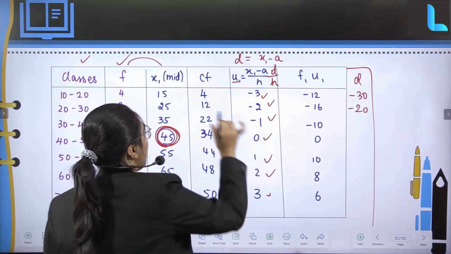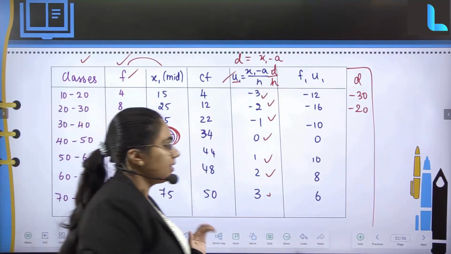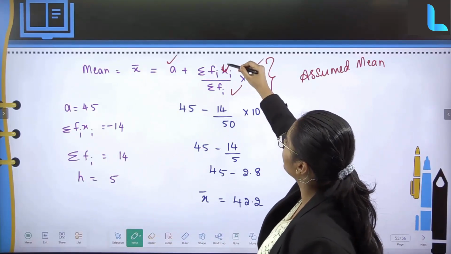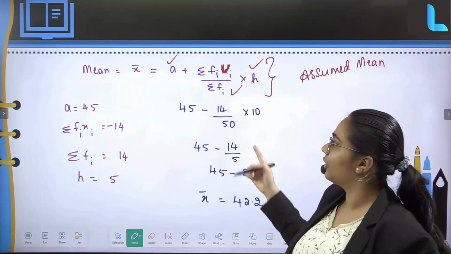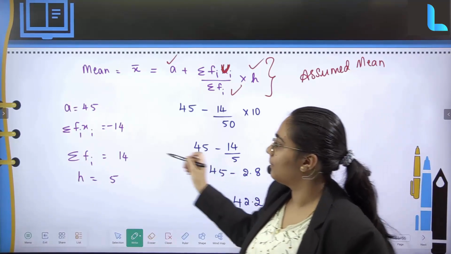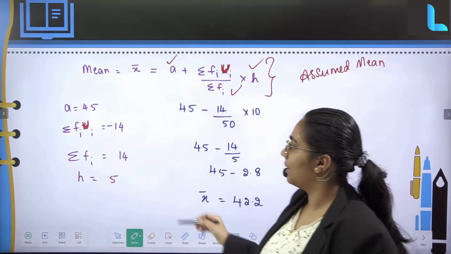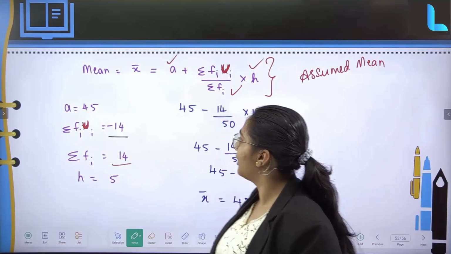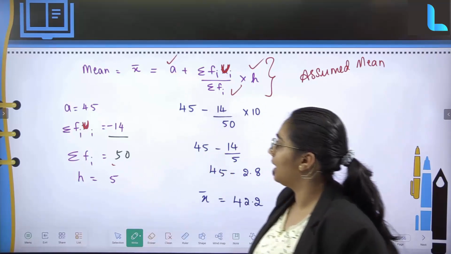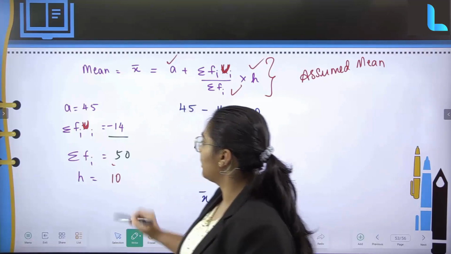Now once I have done with this, I can consider frequency and u and multiply them. This is something which I need for my formula. So over here x is going to get replaced with u. Now the formula is: summation of f_i u_i is going to be equal to minus 14, summation of f is going to be equal to 50, and h, the interval gap, is going to be equal to 10.